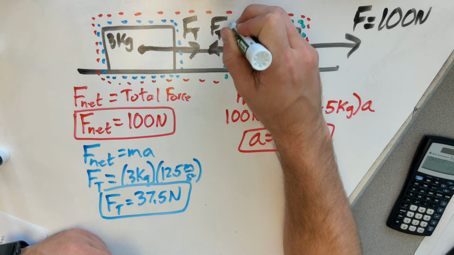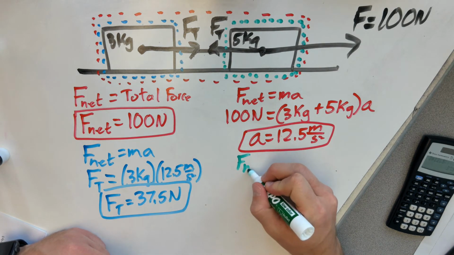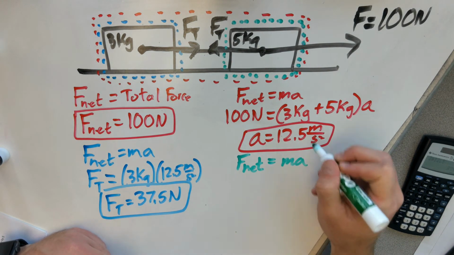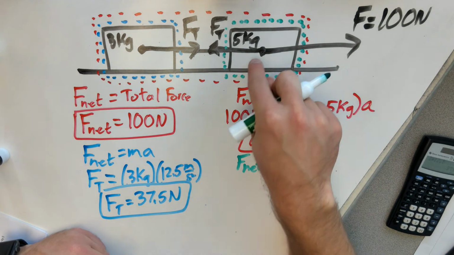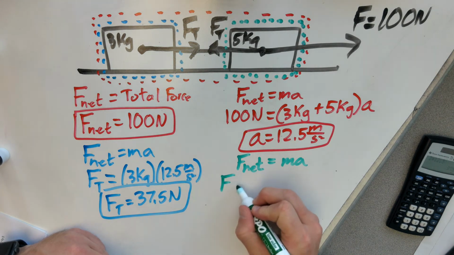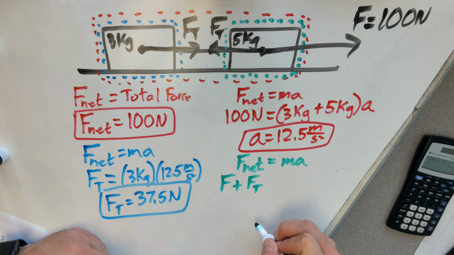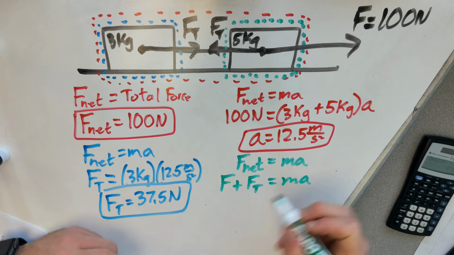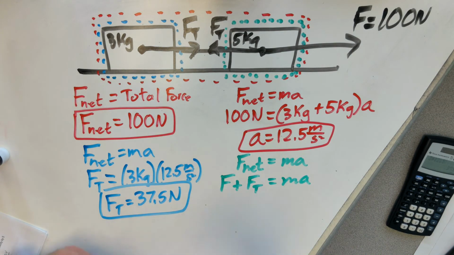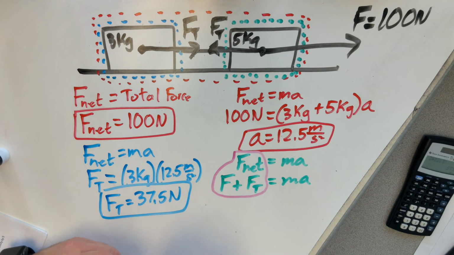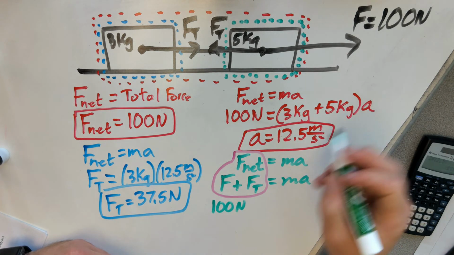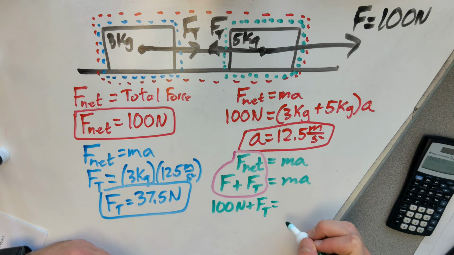So now I'm looking at the green block. I'm going to do F net equals MA, except I'm only looking at the green block now. So this one is a little more complicated because I have one force here and one force there. So I have F plus Ft, and that equals MA. And this is the tricky part. This is the part of the elevator question that we tend to forget. But F net can be two things added together because it's the total force acting. So I substitute in F, they gave me as 100 newtons, positive because it's going to the right, plus Ft, what we're looking for, that equals the mass.